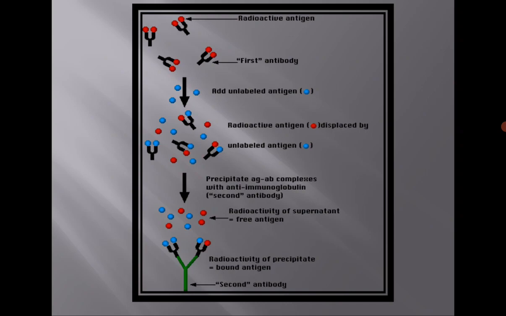Radioactivity of the supernatant is free antigen, which we can see here, the red and the blue surrounded by the antigens. The blue and the red are the antigens, the labeled and the unlabeled antigens. Radioactivity of the precipitate is bound antigen, and then the second antibody comes.